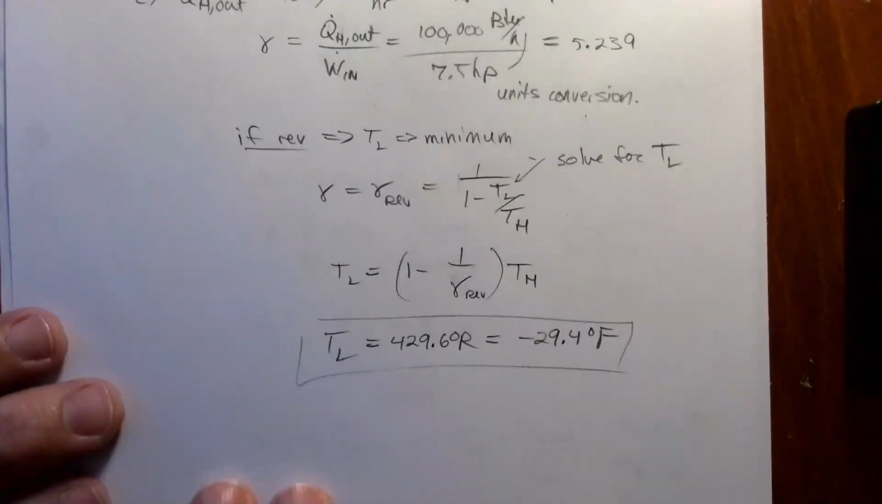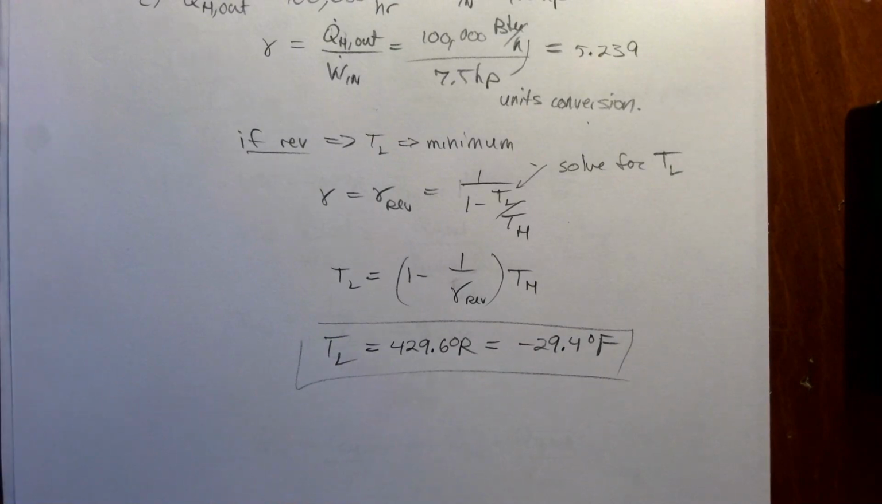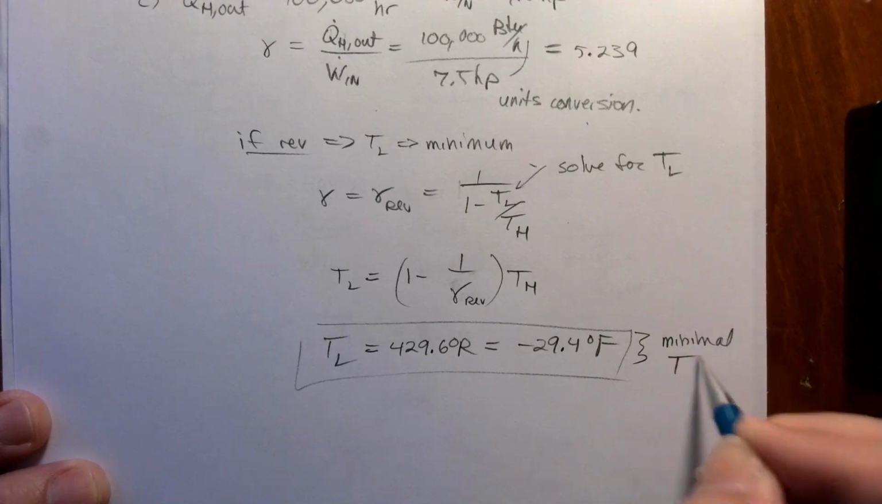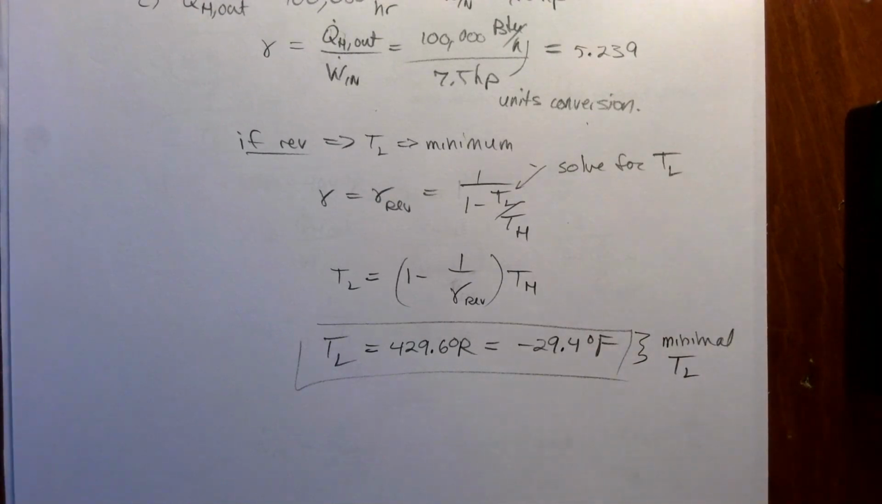The theoretical minimum that would allow this pump to work, to be able to successfully maintain 72 degrees Fahrenheit inside when it's that cold outside, so long as the heating demand stays at 100,000 BTUs per hour. And this would not allow for irreversibilities, and so the real answer is that it would be higher than that number. That is the minimal possible value, right? Minimal TL, so at the theoretical limit.